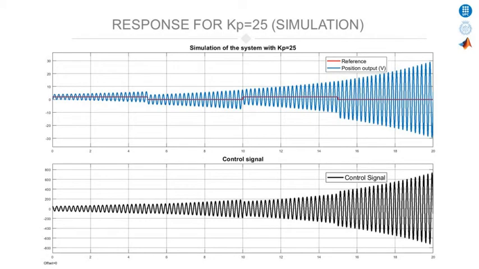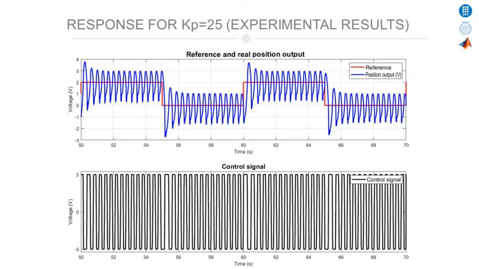When we apply a Kp value greater than 23, in this case 25, we can see that the closed-loop system behavior becomes unstable. In this figure it can be shown the experimental results obtained for the same case. As it can be seen, the results are qualitatively different. In this case, the output is following the reference in an oscillating way and apparently the system behavior is stable.